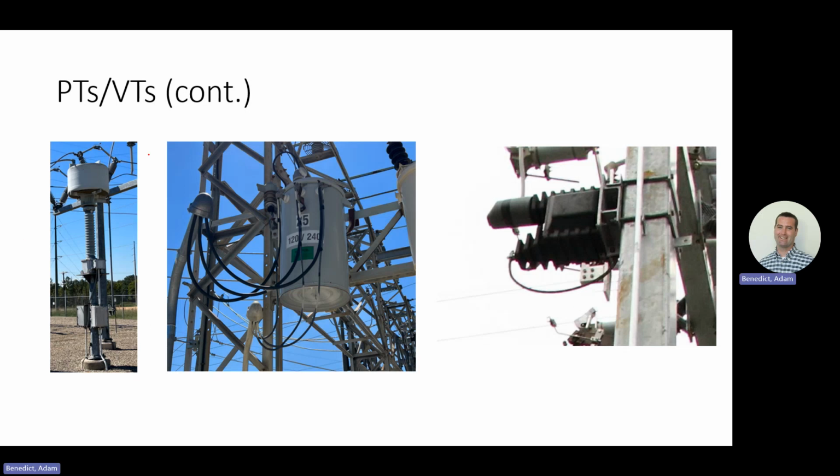Here are some pictures. Here's your stand for your CCVT. Here would be a station VT. This looks like a 34 kV station, and then another overhead mounted VT.